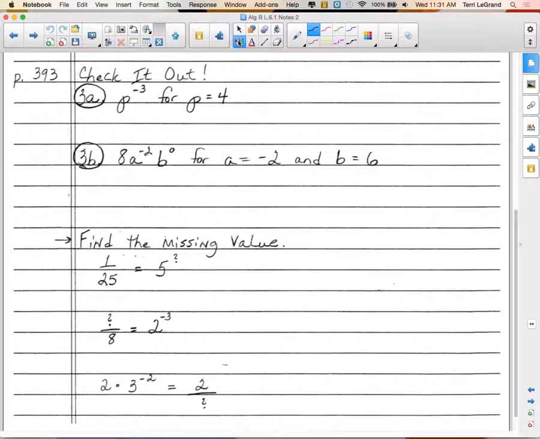So our first one that we're doing in this, check it out, we have p to the negative 3 power for p equals 4. So we're just going to substitute in our 4 for p. It's going to be our first move. We're going to need to show the substitution step.